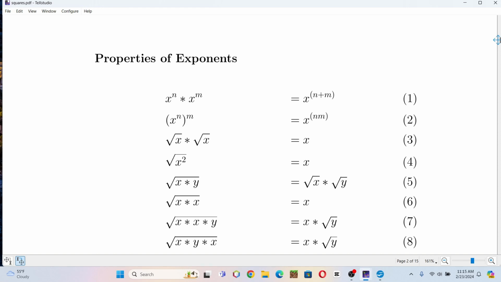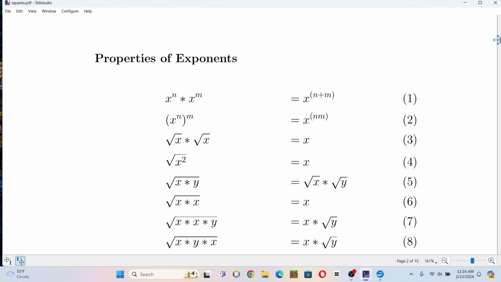Let's discuss some of the general properties of exponents and square roots. Equation 1 states that x to a power times x to another power is equal to x to the sum of those powers. Equation 2 states that x to a power all to another power equals x to the product of those powers. n and m can equal 1/2 as well as any integer for both of these properties.